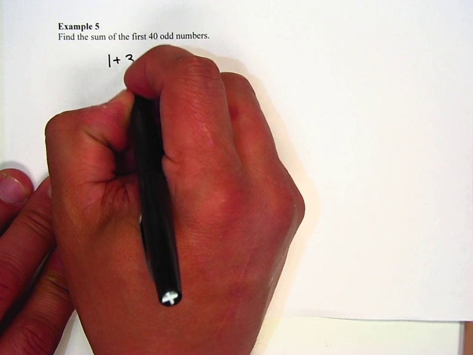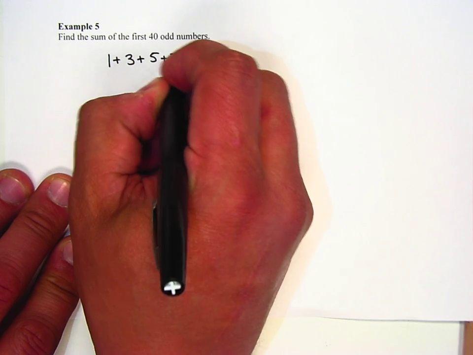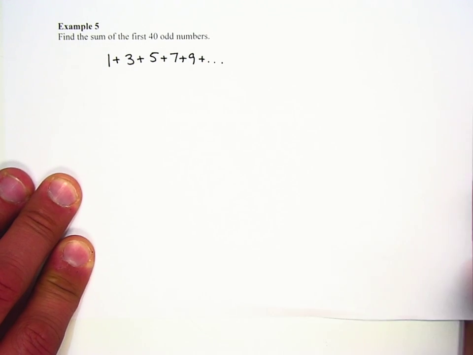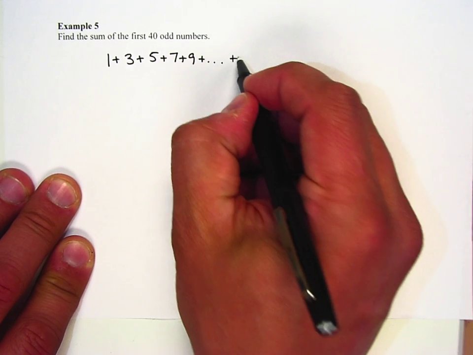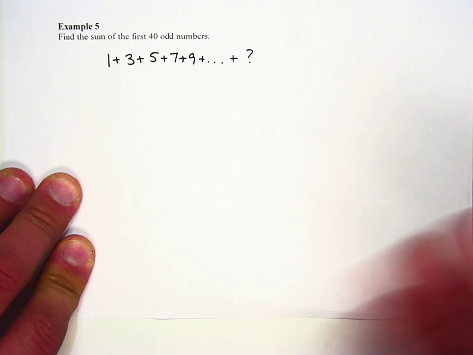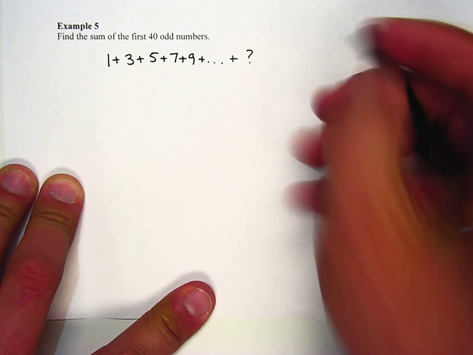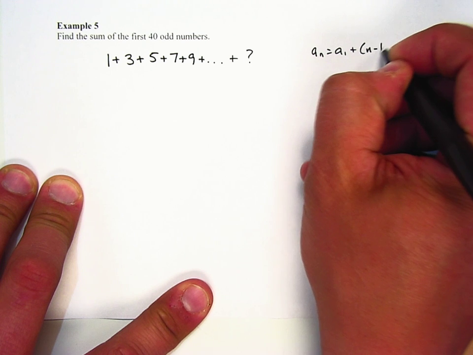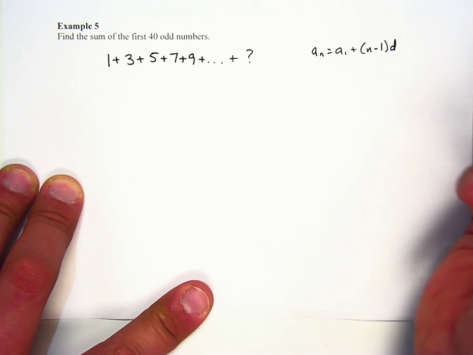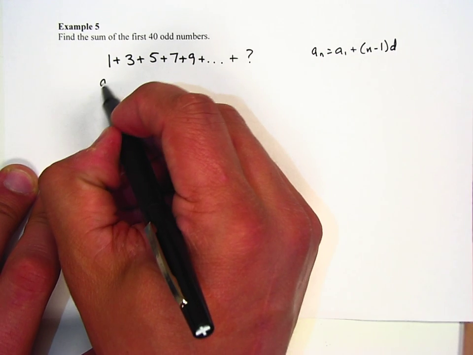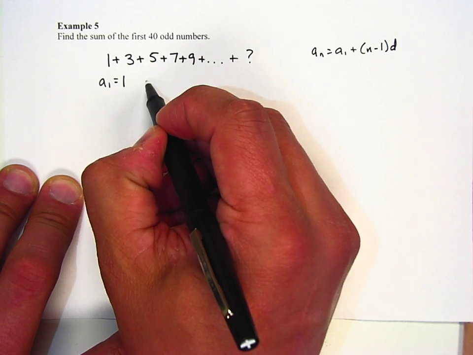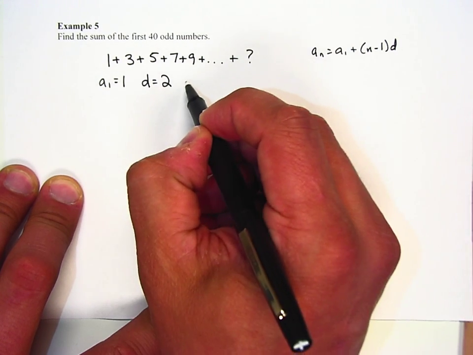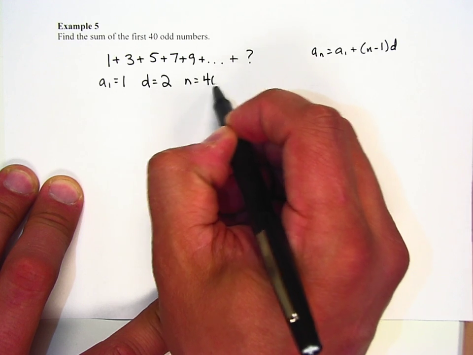That's 1 plus 3 plus 5 plus 7 plus 9 plus ... We don't know what the last number is, but we know it stops somewhere. We could figure that out using some of our other formulas like a sub n equals a sub 1 plus n minus 1 d, but we don't have to. Okay, we know our first term is 1. We know our common difference is 2 because it goes up by 2 each time. We know that n is equal to 40.